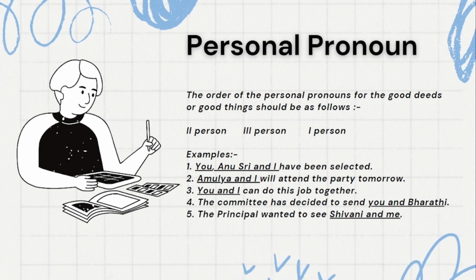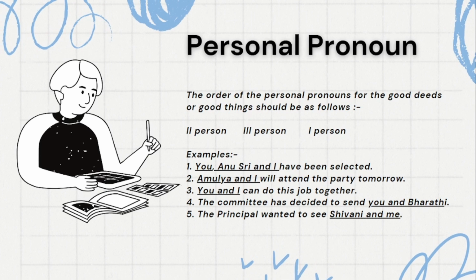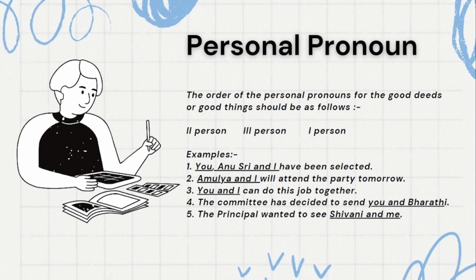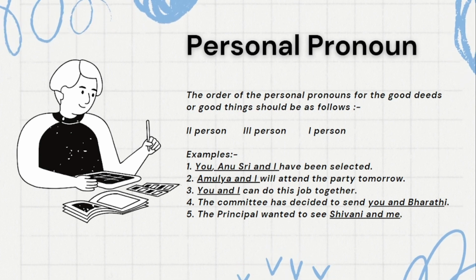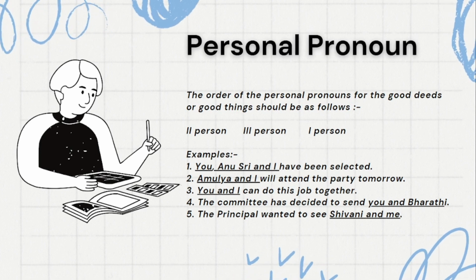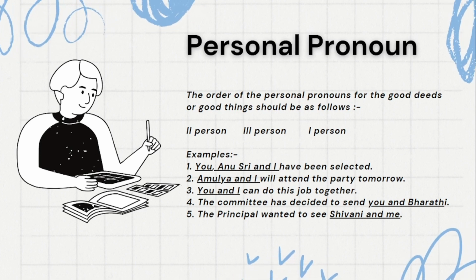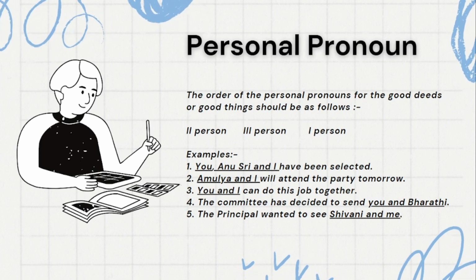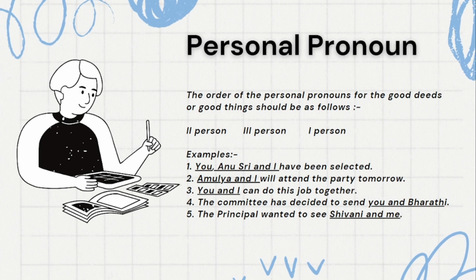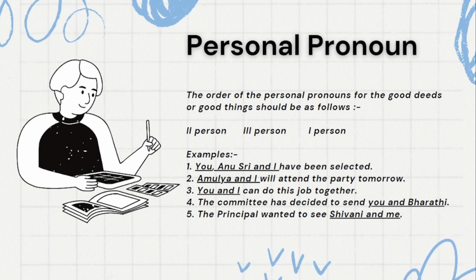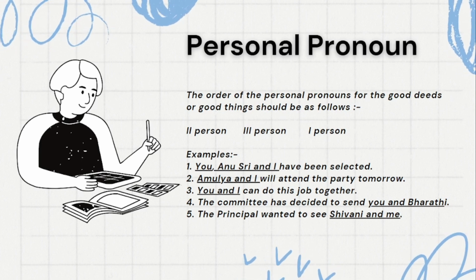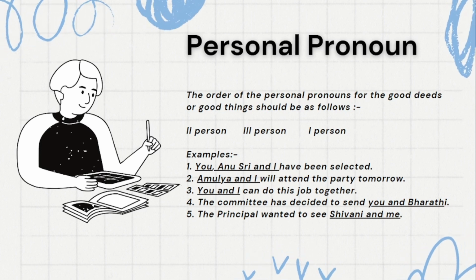In this sentence, what is the subject? The subject is you, Anusri, and I. Here, which pronoun is written first? You, second, Anusri, next, I. Here, you, second person; Anusri, it is equal to she, third person; I, it is first person. Do you understand? See the second example.